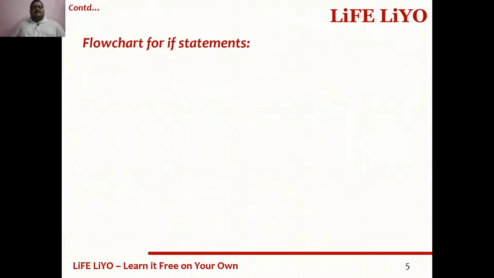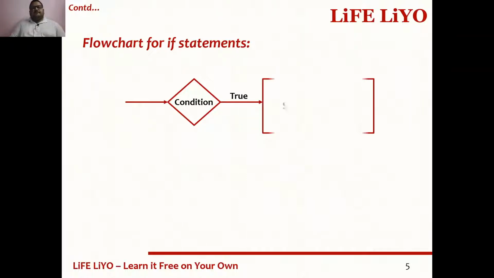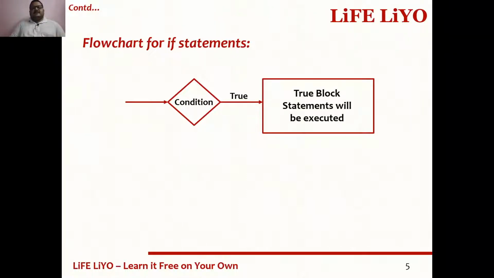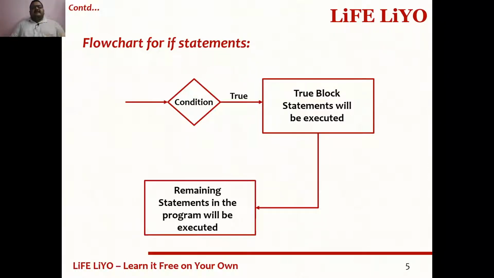Let us look at the flowchart of this if statement. So you have tested a condition. If the condition is true, then the true block of statements will be executed. Then the remaining statements in the program will be executed. This is the case when the condition is true.